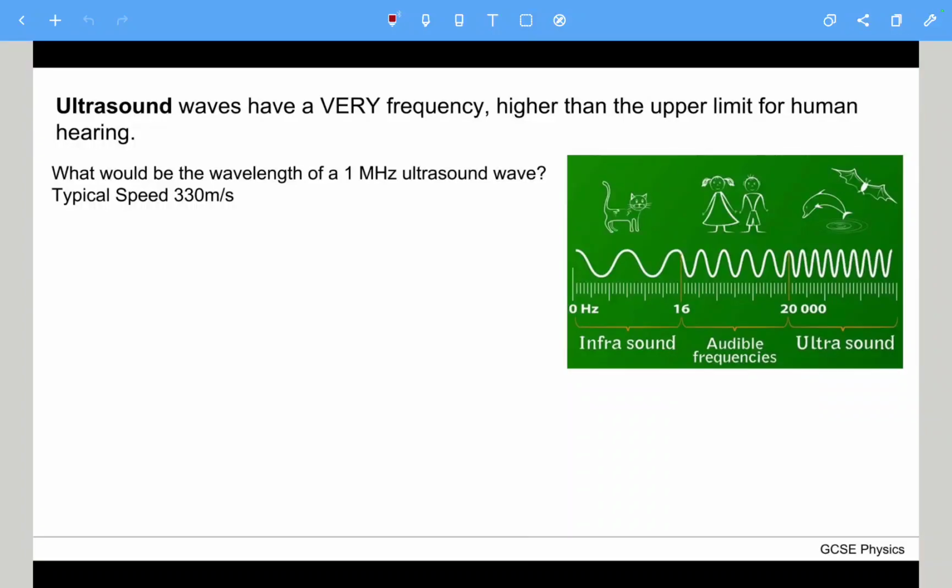Hi there, this is Waves Lesson 9. This one's on ultrasound, so this will be split into two parts. Ultrasound waves have a very high frequency, higher than the upper limit for human hearing.